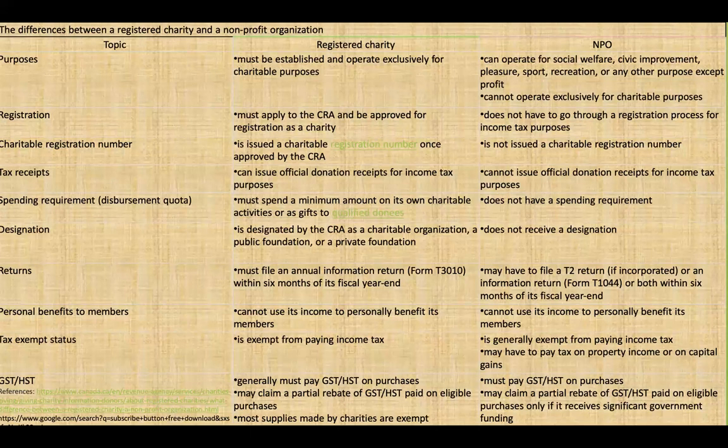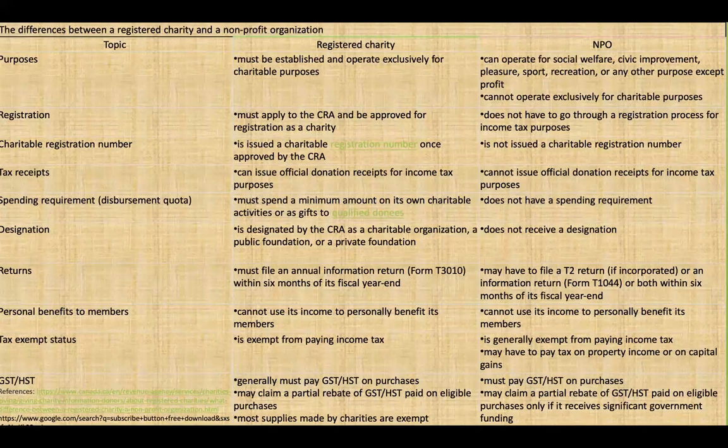Tax receipts. A registered charity can issue official donation receipts for income tax purposes, while a non-profit organization cannot issue official donation receipts for income tax purposes. Spending requirement. A charity organization must spend a minimum amount on its own charitable activities, while a non-profit organization does not have to spend on its own organization. You don't have to spend, no spending requirement. Designation. A registered charity is designated by CRA as a charity organization, while a non-profit organization does not receive any designation.